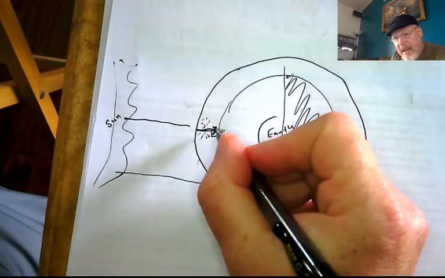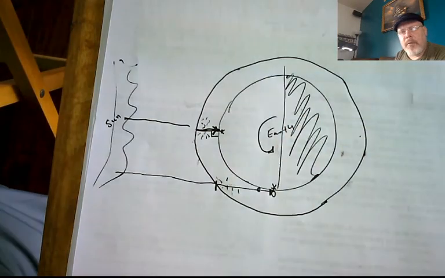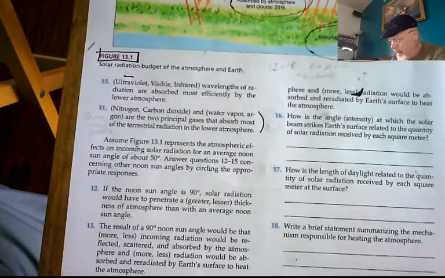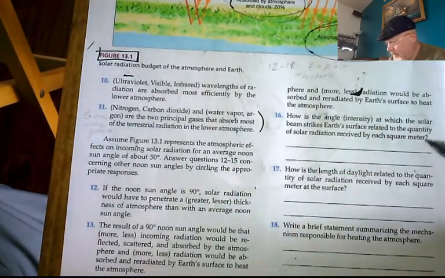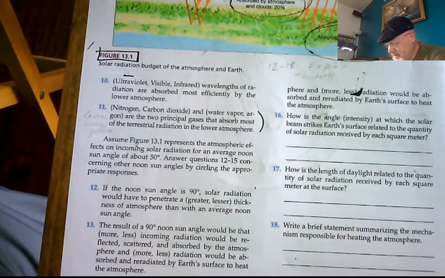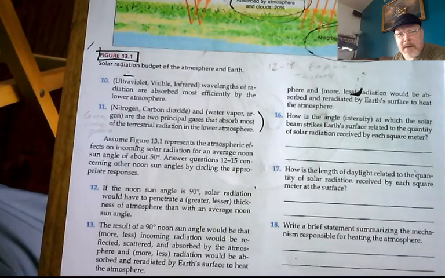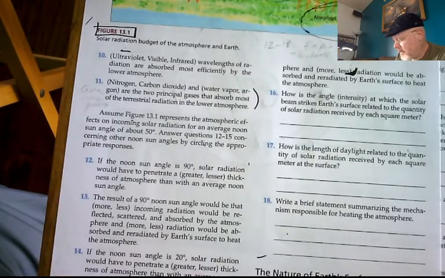So the higher the angle, the less atmosphere that you have to go through, which means we're getting more intense solar radiation. And that conversation will actually go through and answer questions all the way up to number 18. So kind of logic what I just set out and get you off to question number 18.